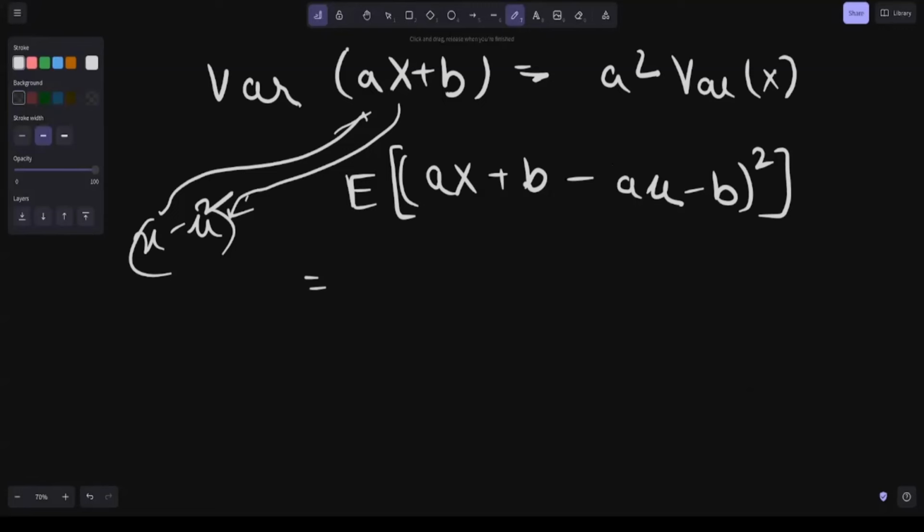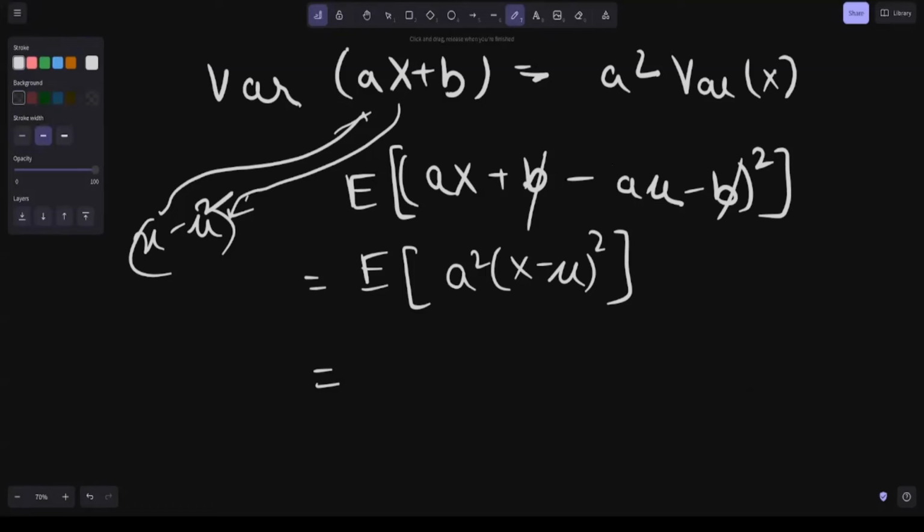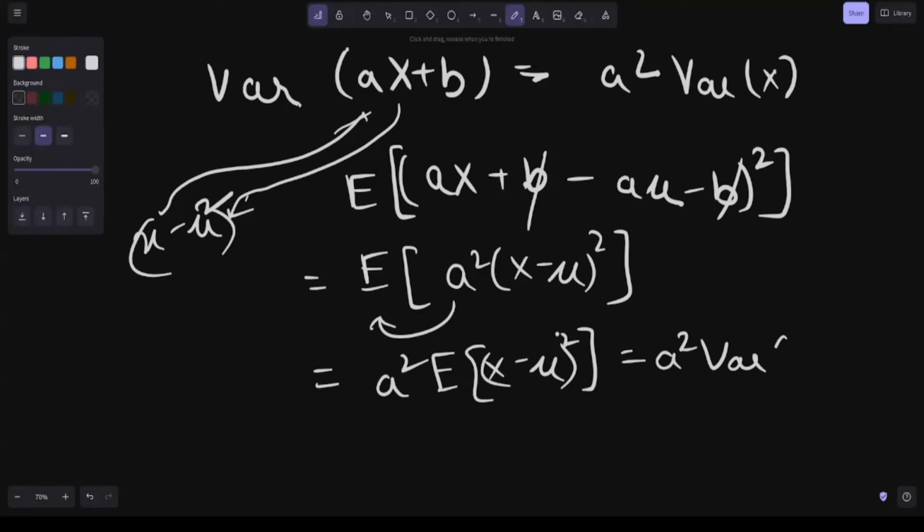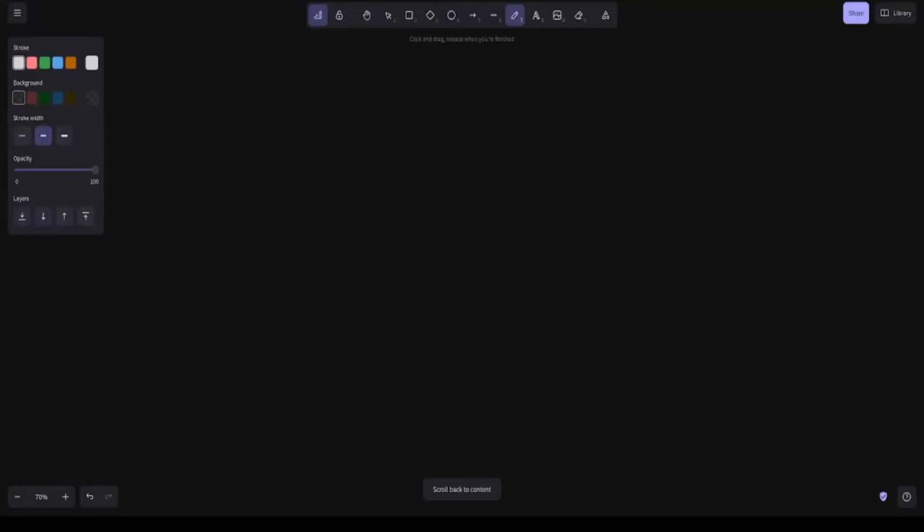So this becomes E of this, and you'll find that b gets cancelled. Then it becomes a squared times (X minus mu) whole square. Finally I can take a squared out, so this becomes E of (X minus mu) whole square. That is a squared Var of X. So this is a very easy proof of how this comes about. I didn't explain variance in that much detail, but this is the basic understanding of how variance usually works.